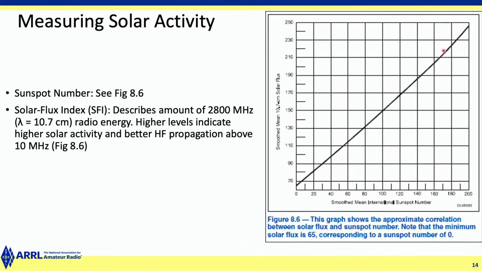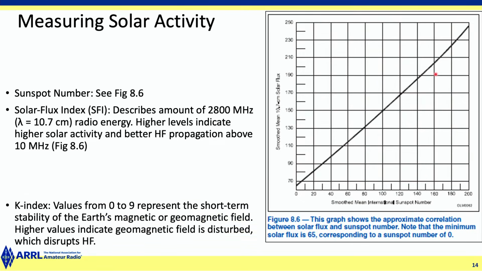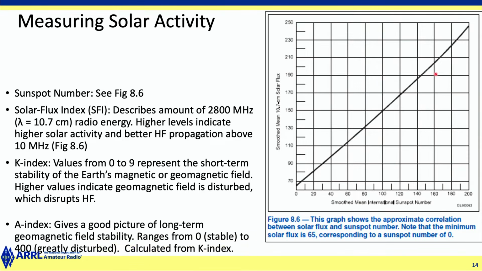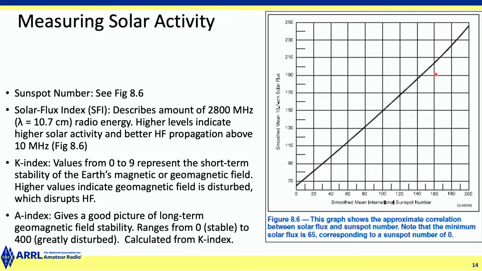And so you've got a pretty good number of sunspots and a pretty high solar flux index. Another thing we look at that you can get reports on would be the K index and the A index, which is a measure of the geomagnetic force going around the Earth. And the A index is basically an average of the previous 8 or 9 K indices.